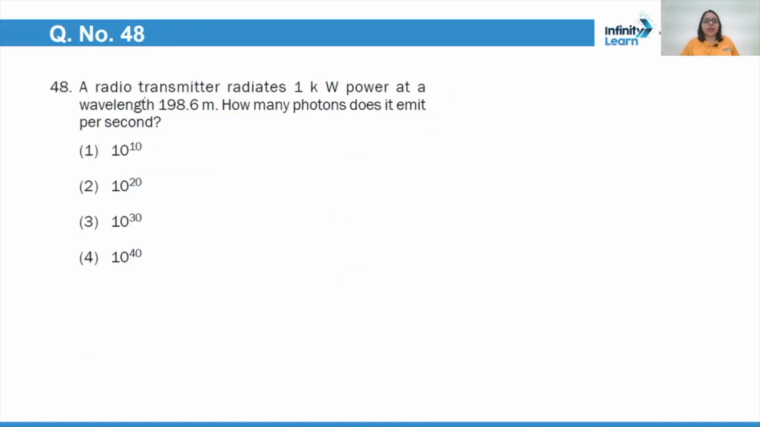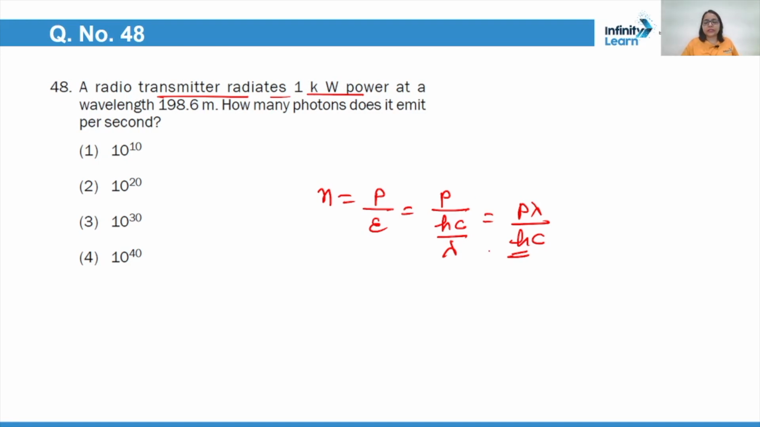Question number 48, we have a radio transmitter that radiates 1 kilowatt power at the wavelength this much. How many photons does it emit per second? So number of photons emitted over here is P upon E. So it is P upon hc upon lambda, which is P lambda upon hc. P is 1 kilowatt, h is the Planck's constant, c is speed of light in vacuum, and lambda is 198.6 meters. So after solving this one, approximately the answer will be 10 power 30.